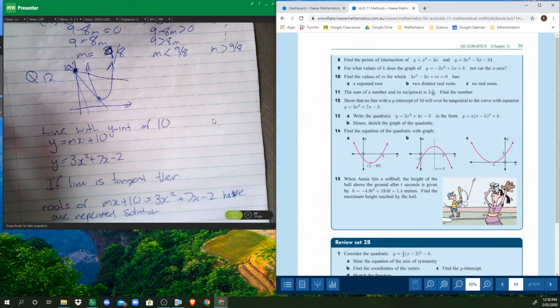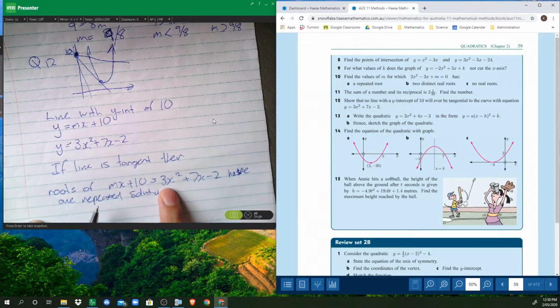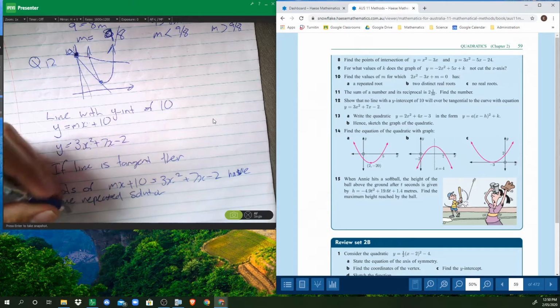Okay, now again, let's connect that back to our discriminant theory. What I'm going to do is write that with everything on one side. So I'm going to subtract mx and I'm going to subtract 10. So you can write it as.